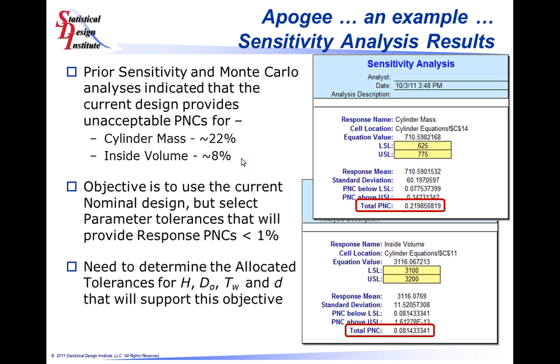Our objective for this illustration is to try to achieve both response PNCs, cylinder mass and inside volume, that would be less than 1%. We approached this problem before with trying to just reassign tolerances to the four primary parameters, allocate those tolerances with the objective of meeting our 1% PNC.